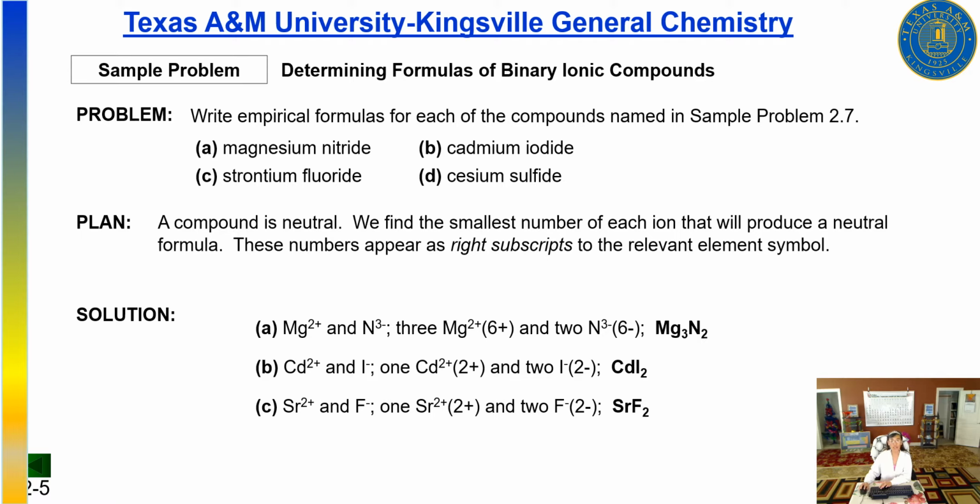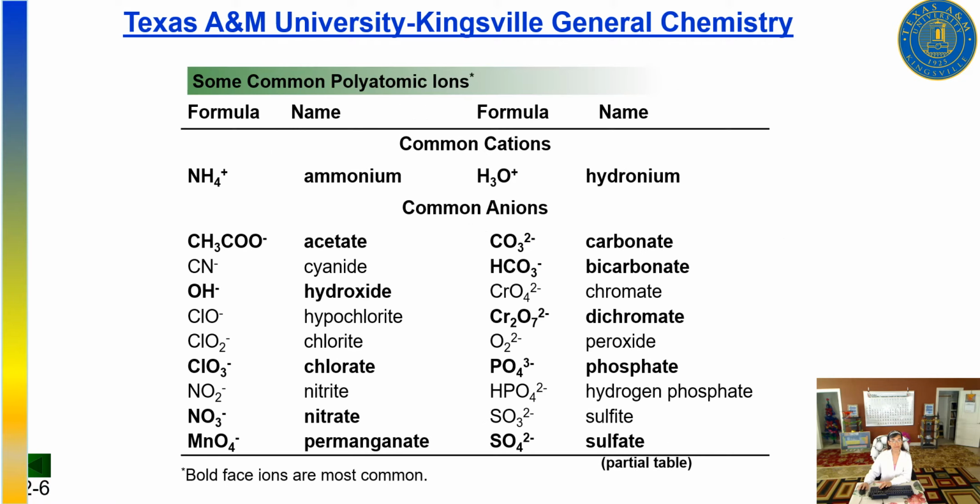You need to again balance off the charge. So you have SrF2. The last one, cesium 1 plus, sulfide 2 negative. So you need to balance off the charge by 2 plus and 2 negative. Cesium needs to be multiplied by 2, which must be a subscript. So Cs2S.